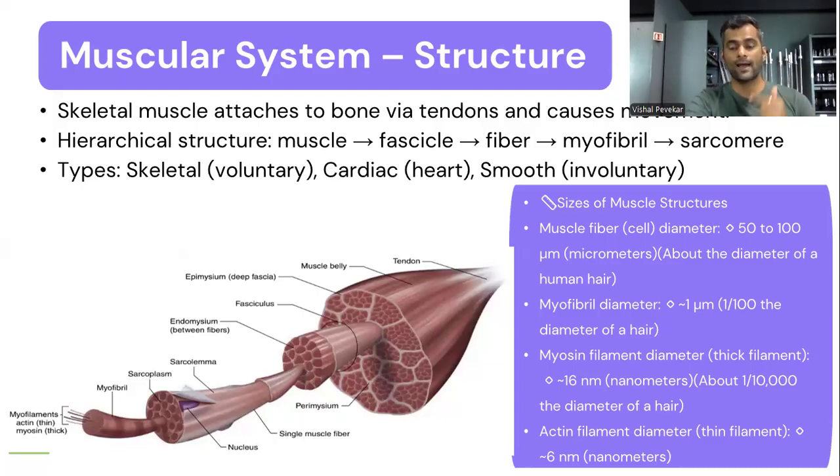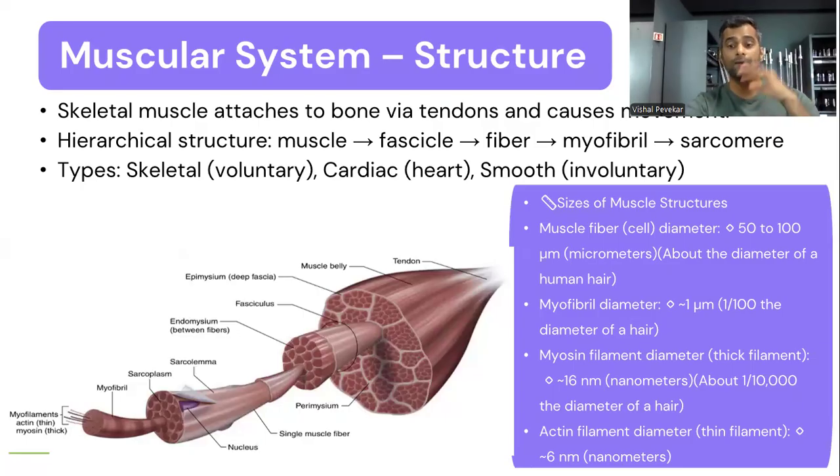So if you go by hierarchy, the smallest structure found in your skeletal muscle fiber is the actin filament, which helps with muscle contraction and is the thinnest, approximately 6 nanometers, right? Slightly bigger than that, you have another myofilament called myosin, which is almost 1/10,000 the diameter of a hair. If you go a little higher in the hierarchy, you find the myofibril, which is quite a bit larger than the myosin and the actin.